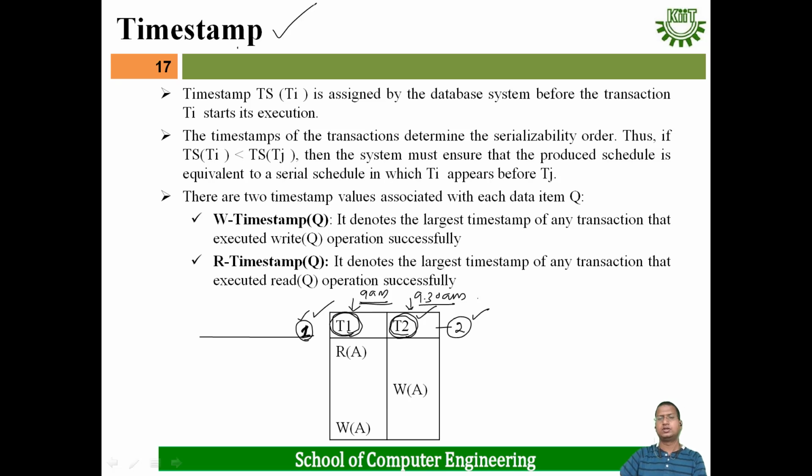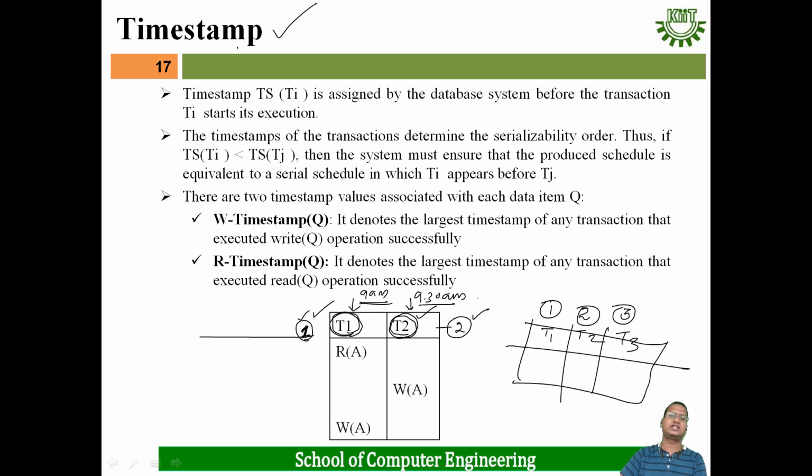That means suppose T1, T2, T3, three transactions are there, then the timestamps will be assigned in order. Suppose I assign 1 to transaction T1. After some time, suppose T2 started, then I will assign another number, 2, to T2. And after some time, suppose T3 started, then I will assign number 3 to T3. These are known as the timestamps. And these are generally equivalent to the times at which T1, T2, T3 started.